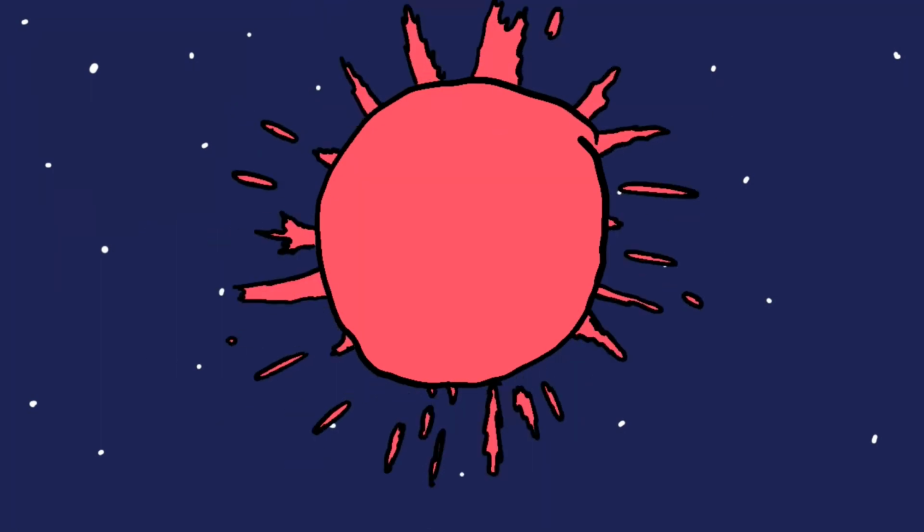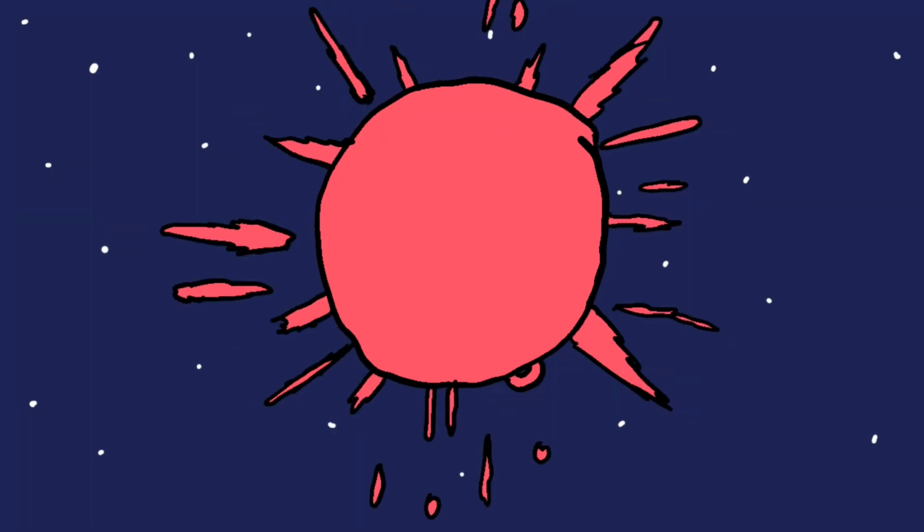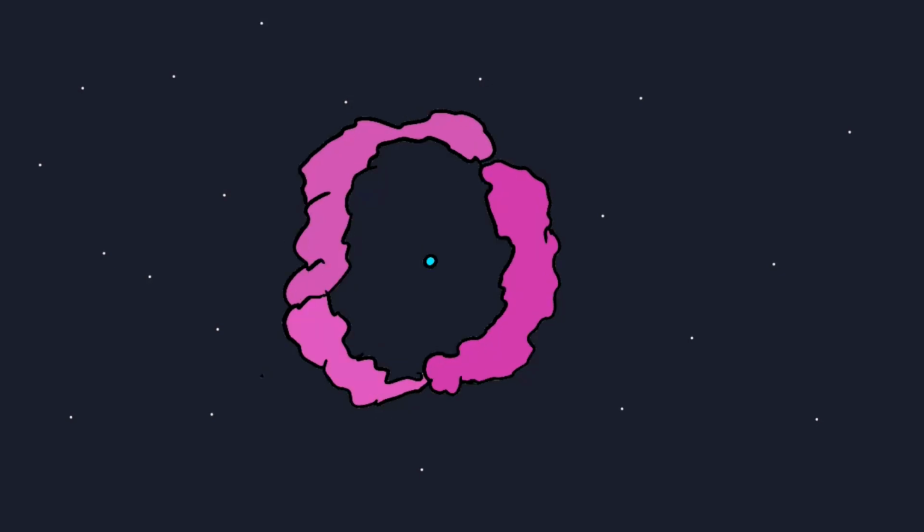It ascends the asymptotic giant branch, where it once again becomes a red giant before finally blowing away its envelope, forming a planetary nebula.